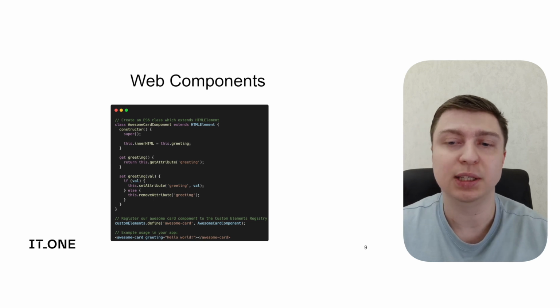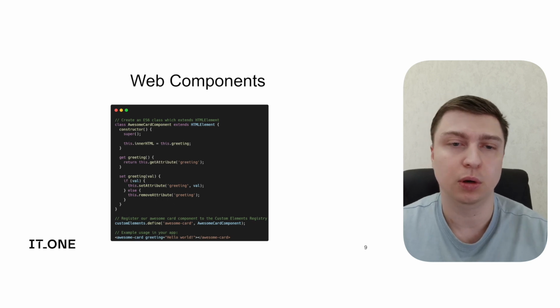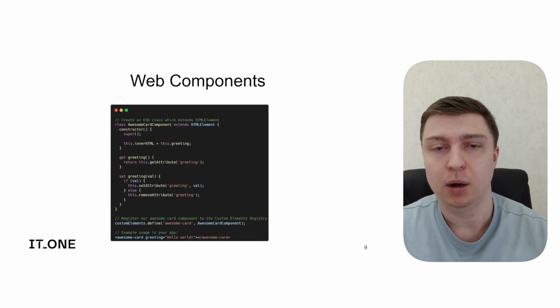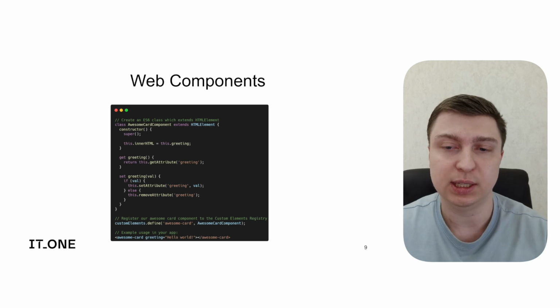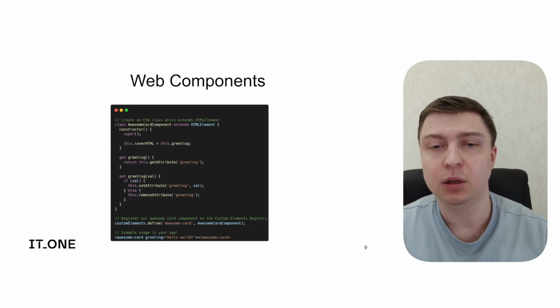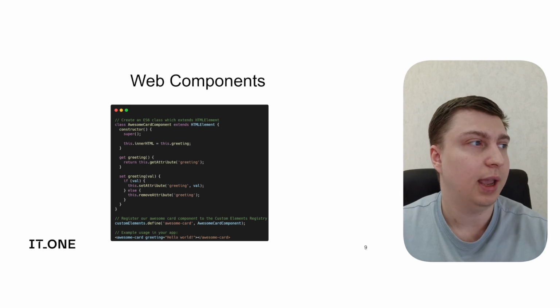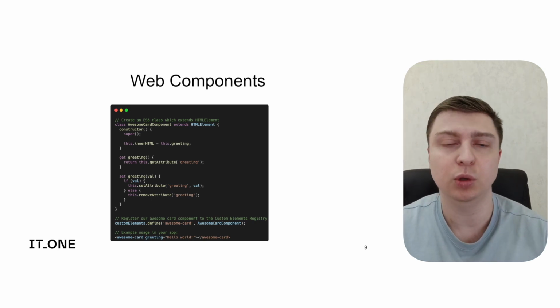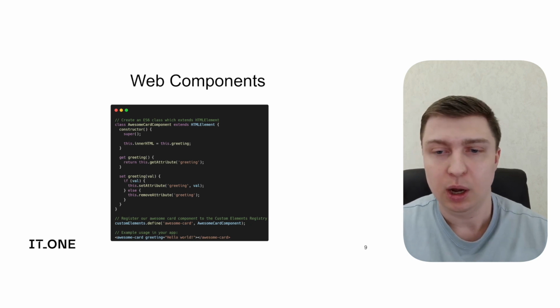The slide shows an example of creating a simple component, very similar to classes in React. The main advantages are full encapsulation of styles and logic, native browser support, and cross-platform. For example, you can create only one web component and use it inside different frameworks, for example, inside React, Angular, Vue, etc. But why didn't it get popular?